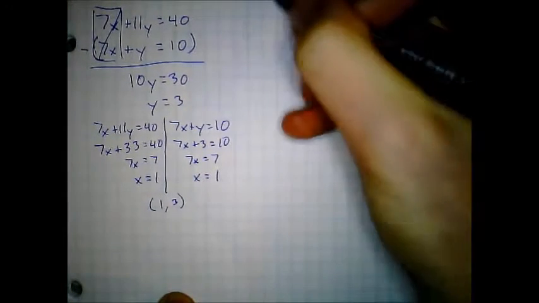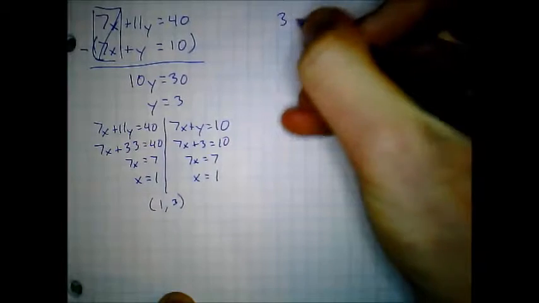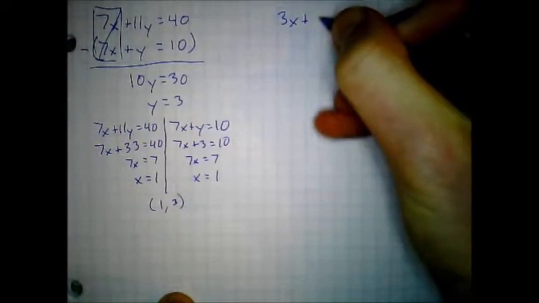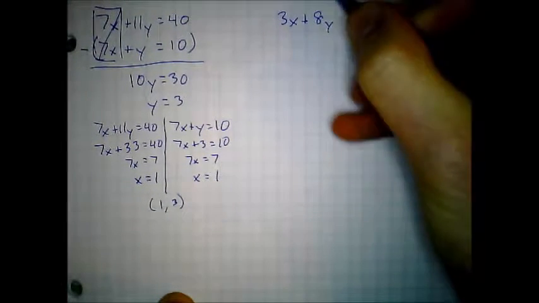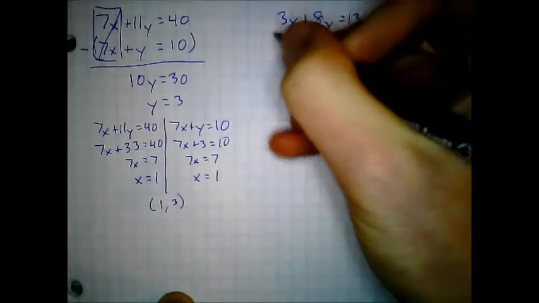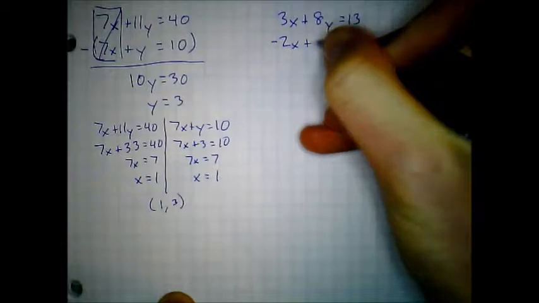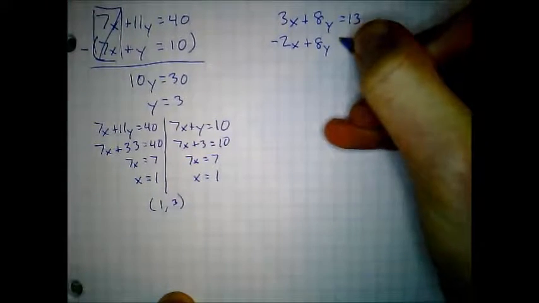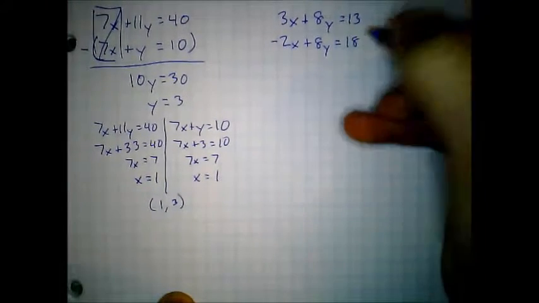Okay, next one. 3x plus 8y equals 13, and negative 2x plus 8y equals 18.